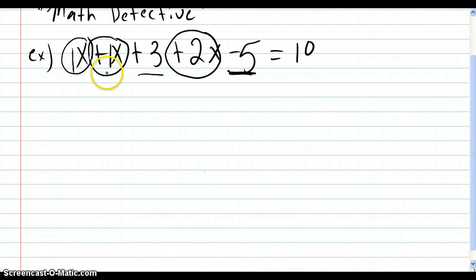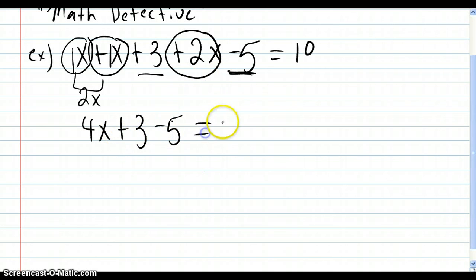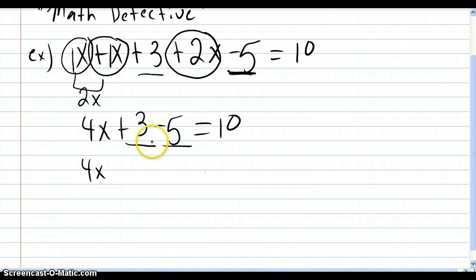So 1x plus 1x, 1 plus 1 is 2, so right now this is 2x. I still need other 2x. 2x plus this 2x gives me a 4x. And I can bring down the positive 3, bring down the minus 5 equals 10. Now you could have done the extra step here, but I'm taking an extra step just so you all see this. So it's 4x. Now I have a positive 3, minus 5. So it's 3 minus 5. 3 minus 5 is minus 2 equals 10.